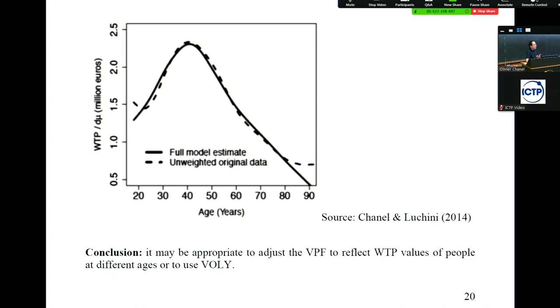So the conclusion here is that it may be appropriate to adjust the value of a prevented fatality to reflect the fact that willingness to pay values differ for people at different ages, or to use VOLY. If you use VOLY, then you will account for these differences in age, because you will apply a VOLY, that is a value of a life year, times the number of years lost. So you implicitly take into account the age effect by using VOLY. This is not the case when you use a value of a prevented fatality, because you have to use one value for everybody, or distinguish by using different values at different ages.